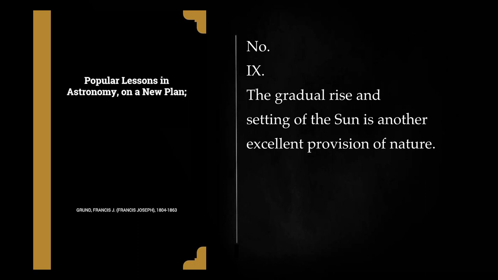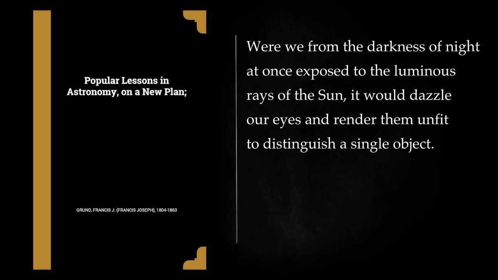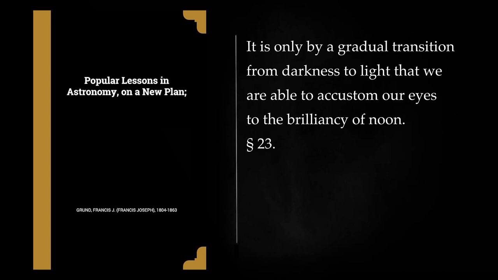The gradual rise and setting of the Sun is another excellent provision of nature. Were we from the darkness of night at once exposed to the luminous rays of the Sun, it would dazzle our eyes and render them unfit to distinguish a single object. It is only by a gradual transition from darkness to light that we are able to accustom our eyes to the brilliancy of noon. Section 23.